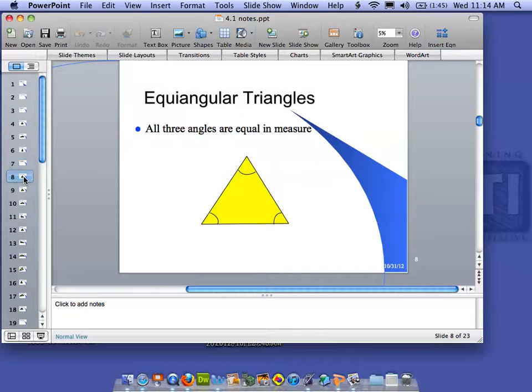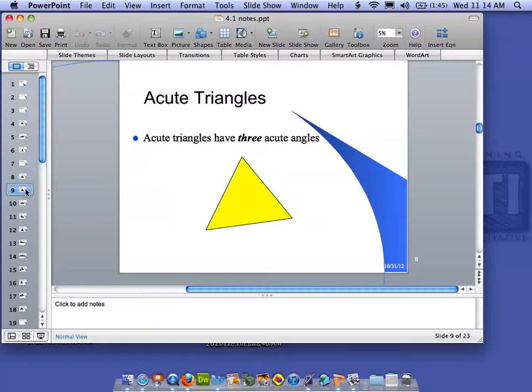An equiangular triangle has all three angles equal, all the same measure, and once again, that's what we mean when we do this. All three angles would have the same measure. An acute triangle would be a triangle that has all three angles acute. Remember, acute means less than 90.